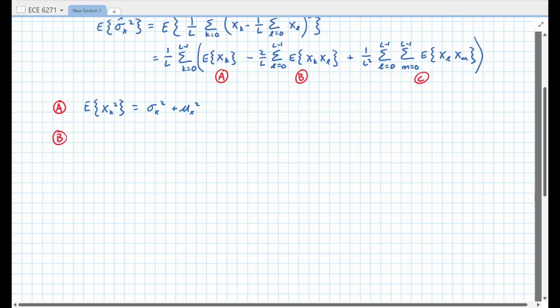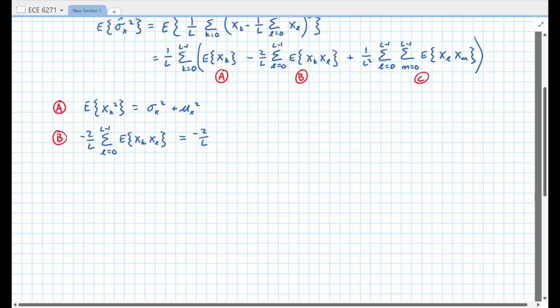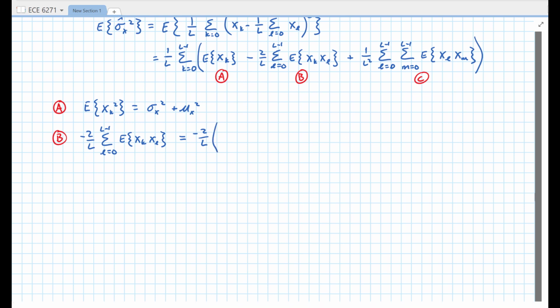Okay, B is going to be a little bit more complicated. So we have minus 2 over L, sum L equals 0. Minus 2 over L. Okay, now the way to do this is actually to divide this up into two expressions. The first one is going to be when L is equal to K. When L is equal to K, we have the expected value of xk squared. And so that's going to be k squared. And then the rest of that sum is going to be when they're not equal. So in this case, we're going to sum from 0 to L minus 1, and L does not equal K.